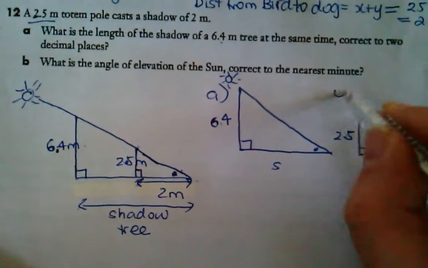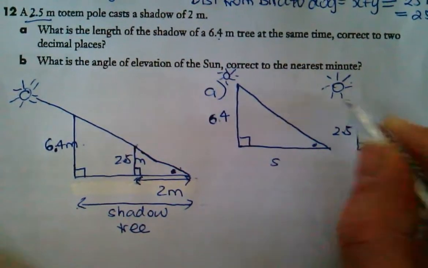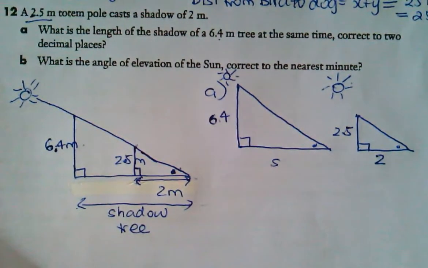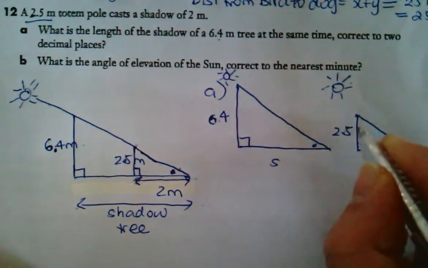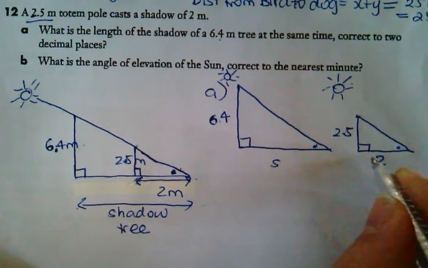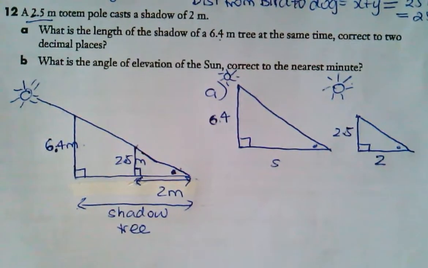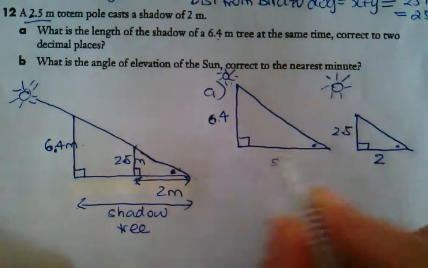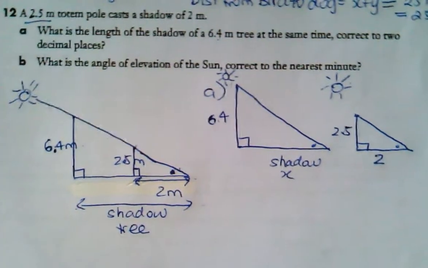So, girls, if the sun's up here, and this is the pole, the shadow goes behind the pole. Just think if the sun's behind you, the shadow's in front of you. Okay? So this is the shadow of the pole on the ground. The pole is 2.5 metres high. Its shadow is 2 metres. Shadows are measured on the ground. You see shadows on the ground. Shadows are not mid-air. Okay? Here's the tree. We don't know the length of its shadow. I'll call that X. Okay?